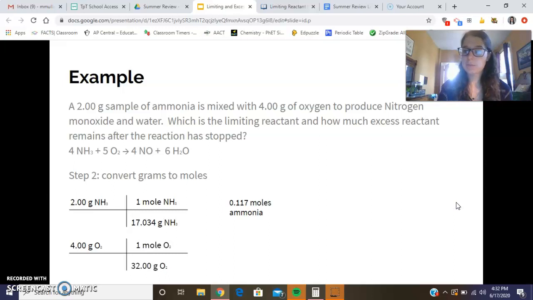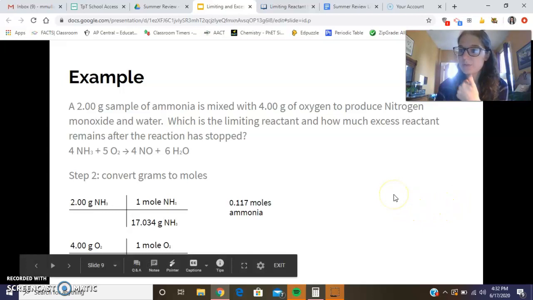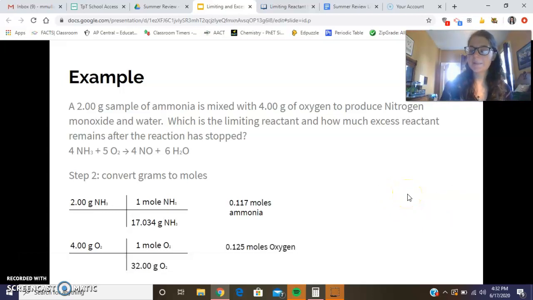Going to multiply them by the molar mass, which is 1 mole over 32 grams. So 1 oxygen weighs 16 grams, 2 are going to be 32. And that tells me that I have 0.125 moles of oxygen.